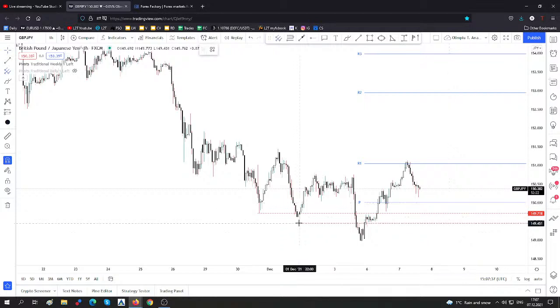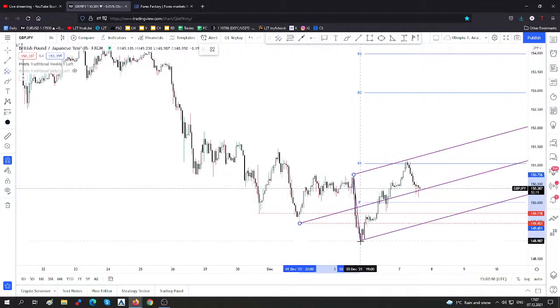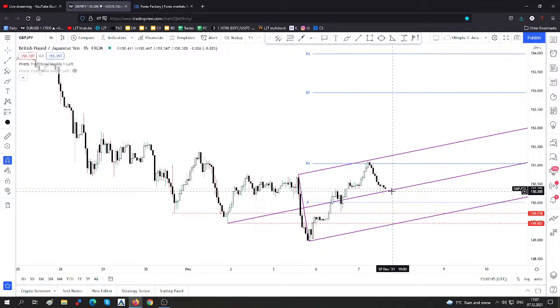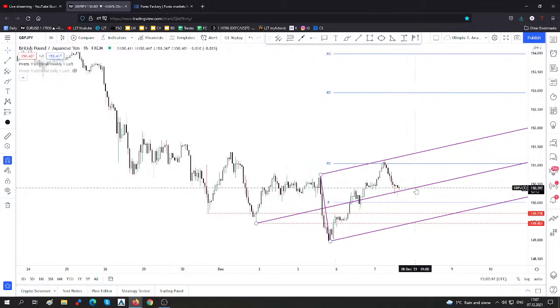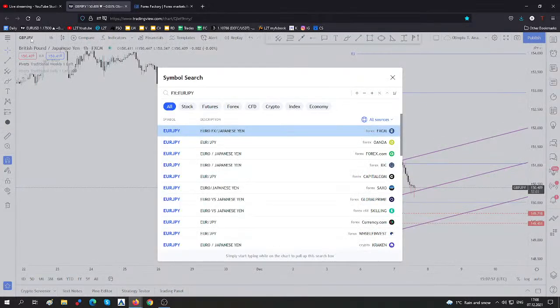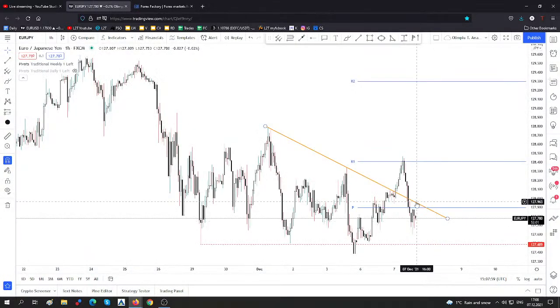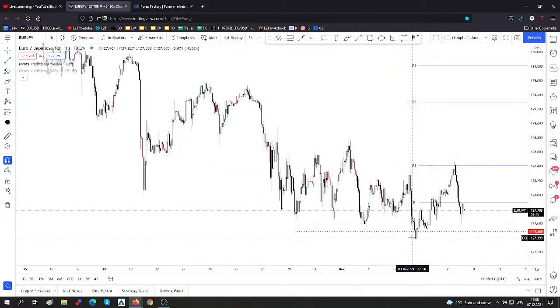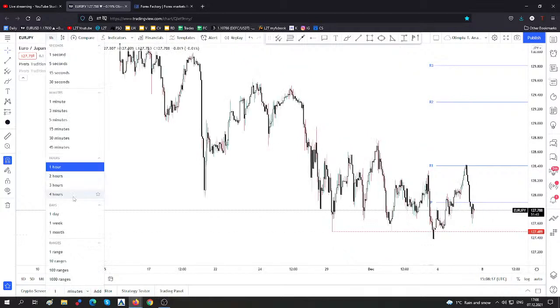Right now it tests, retests maybe the medium line of the ascending pitchfork. Let's wait and see. Maybe we'll have something soon here in GBP/JPY. And when I don't have something like a high probability trade, like a good setup with a great risk-reward ratio, maybe actually I will stay away. EUR/JPY, sideways movement, so I don't have something right now on this pair.